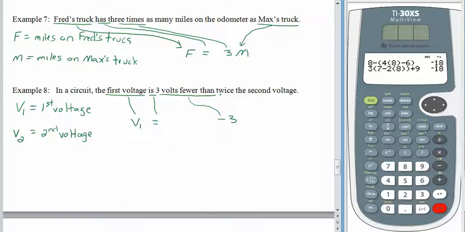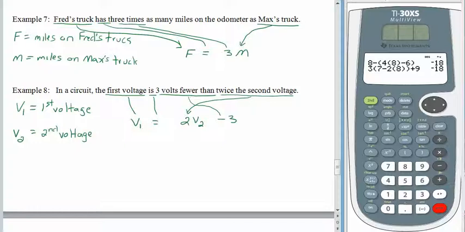Twice means we're multiplying by 2. 2 times the second voltage. 2 times V sub 2. So writing neatly matters. You don't want to make this look as if you are multiplying by 2 twice. That subscript is just to help you keep the voltages separate from each other.